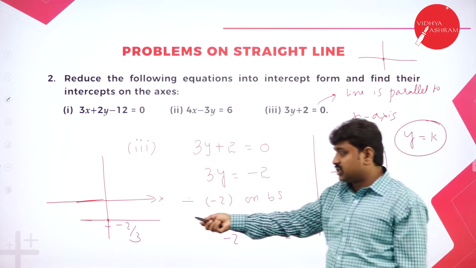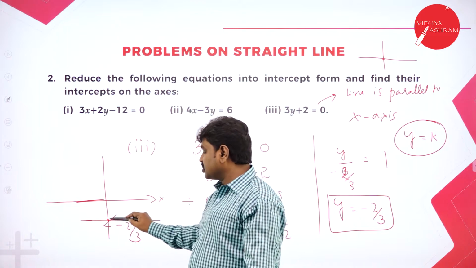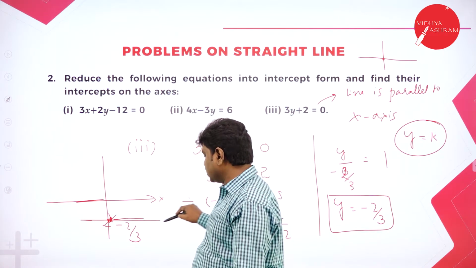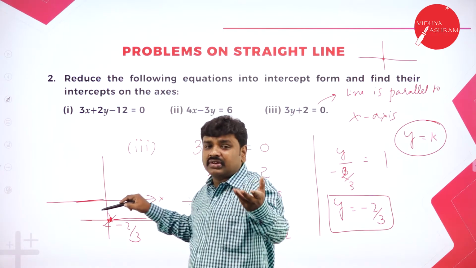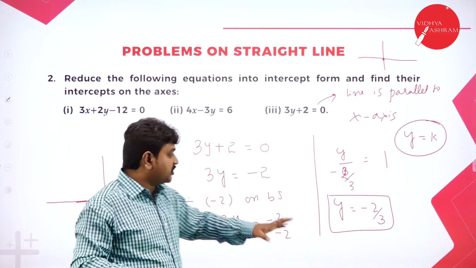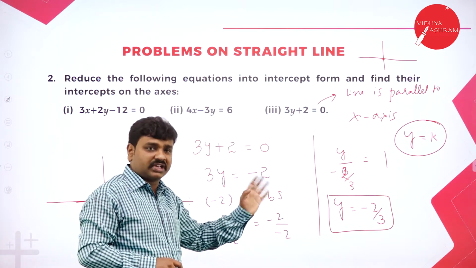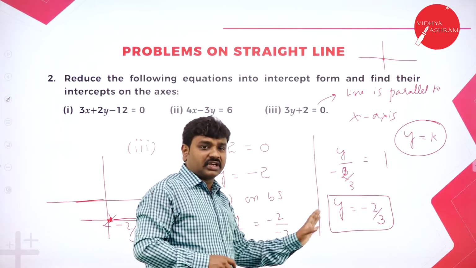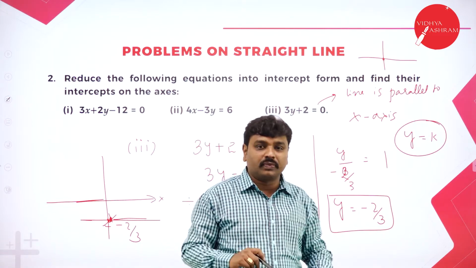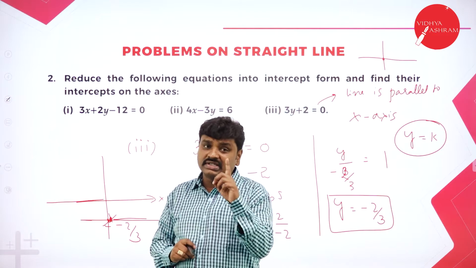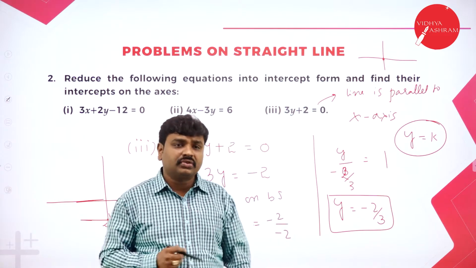So I have drawn the line also at minus 2 by 3. If this is minus 2 by 3, it cuts like this and it will be parallel to the x-axis. So it will never cut the x-axis, so the x-intercept is not there. But the y-intercept is minus 2 by 3. The y-intercept is what? Minus 2 by 3. Further, we cannot write x by 0. If I write 0, then the x-intercept becomes 0. So leave it. Next.